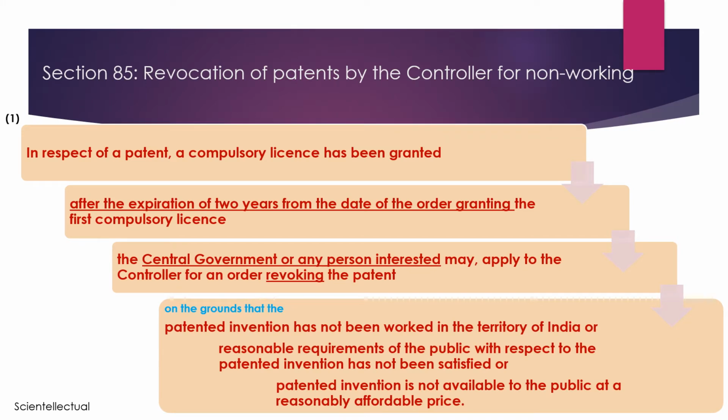Revocation of patents by the controller for non-working. Subsection 1. In respect of any patent, a compulsory license, if it has been granted, then after expiration of 2 years from the date of order of grant, the first compulsory license, the central government or any person interested may apply to the controller for revocation of that patent.